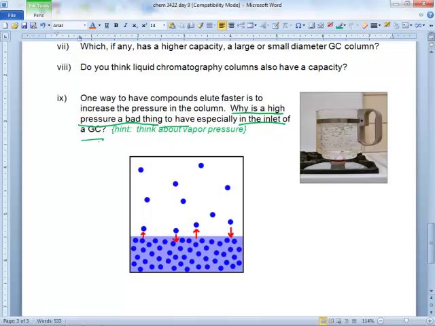Degrading your septum? The rubber septum, because it's always releasing. But we've got the septum purge. But why would it degrade at a higher temperature? No, not higher temperature, higher pressure.